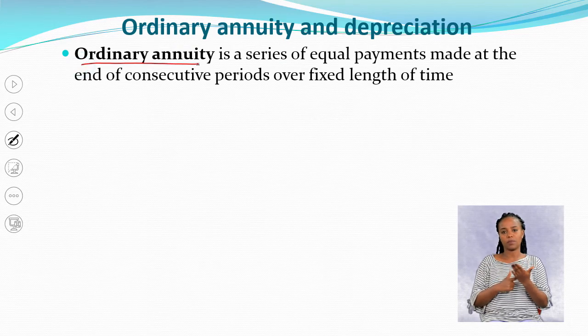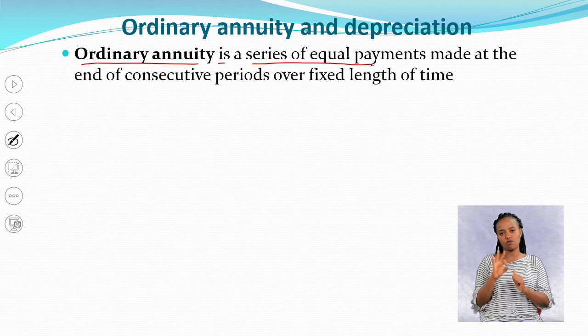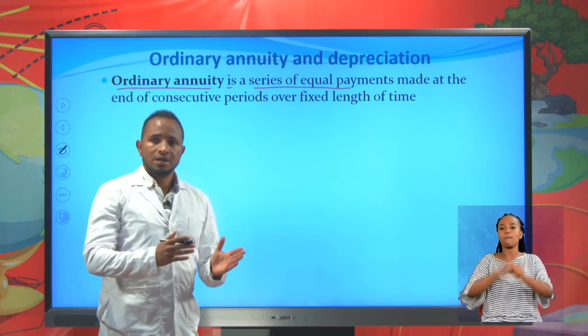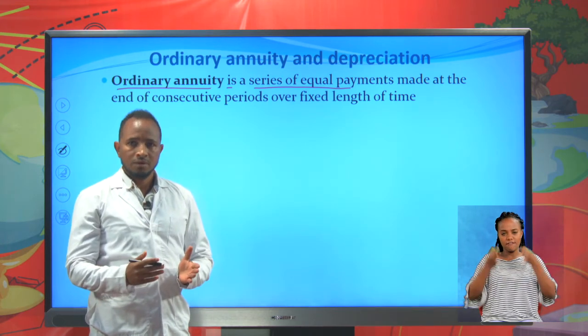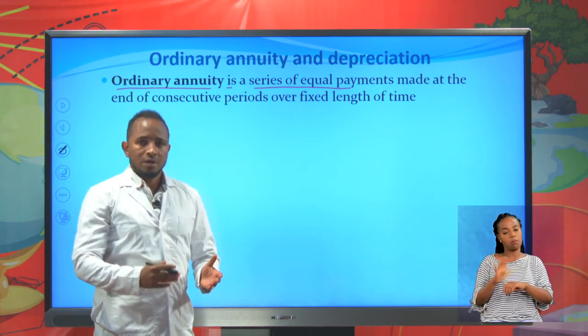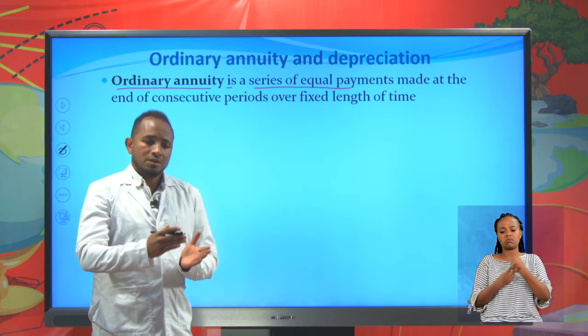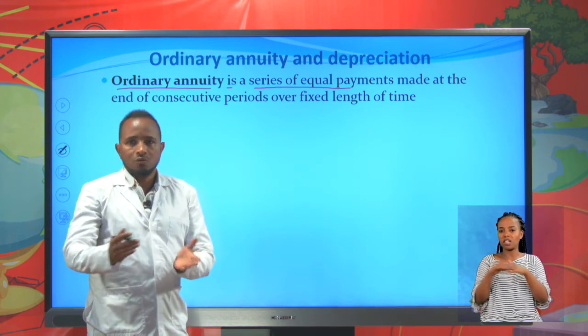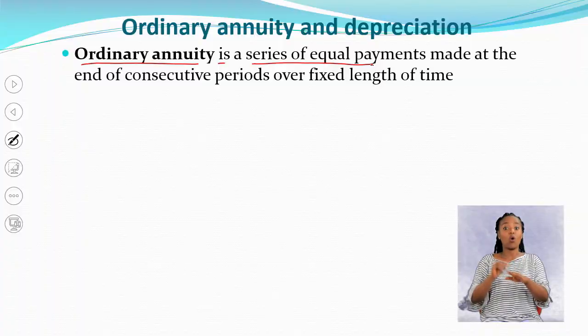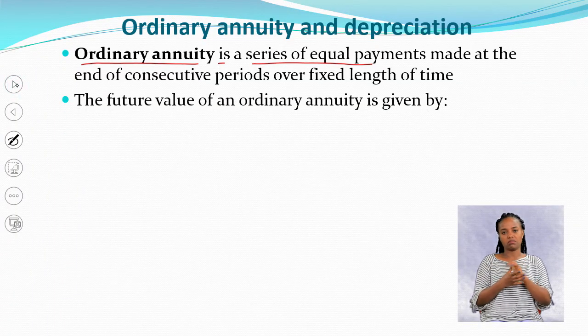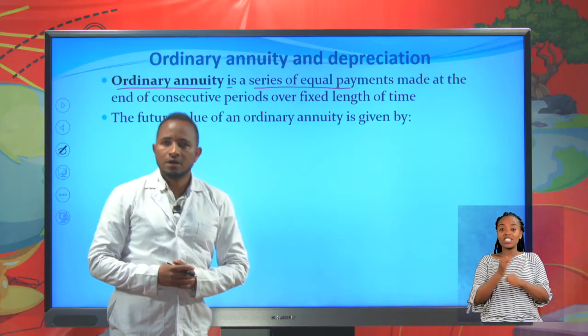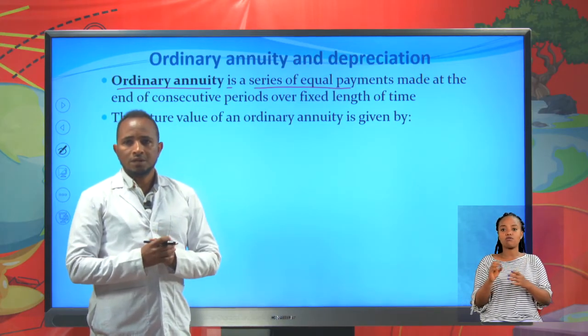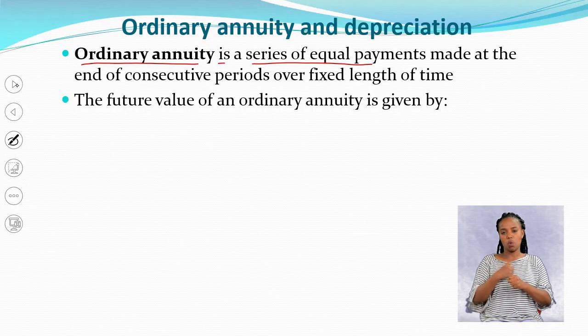Ordinary annuity is a series of equal payments made at the end of consecutive periods over a fixed length of time. For example, you may deposit a certain amount of money monthly. So we call that ordinary annuity. To calculate the future value of an ordinary annuity, we use this formula.